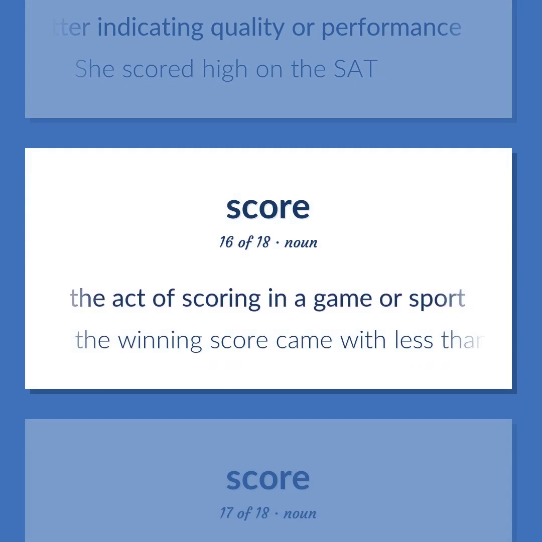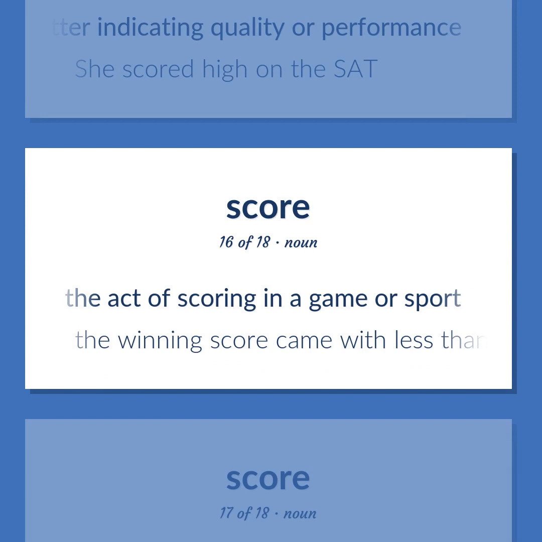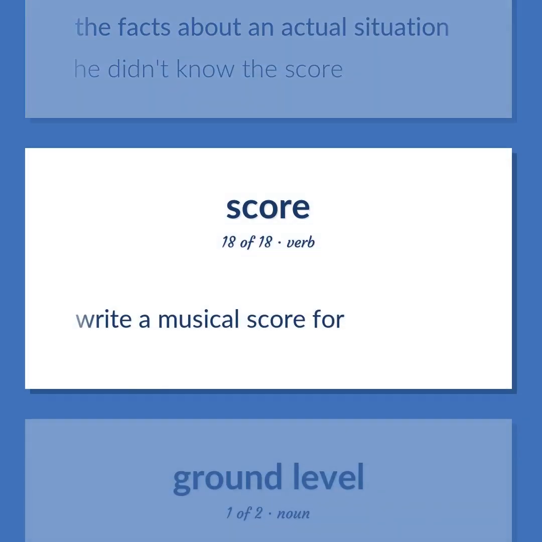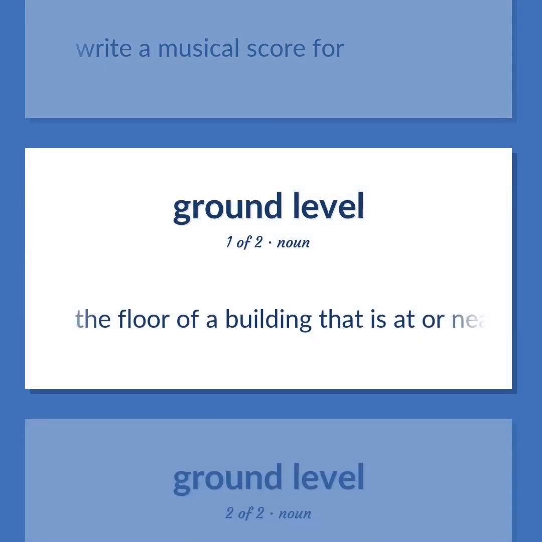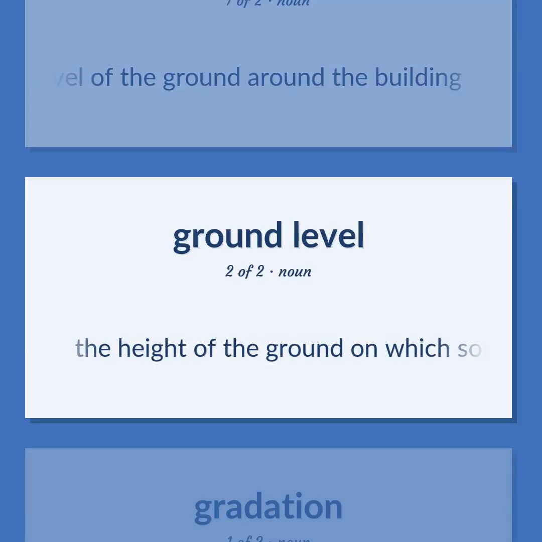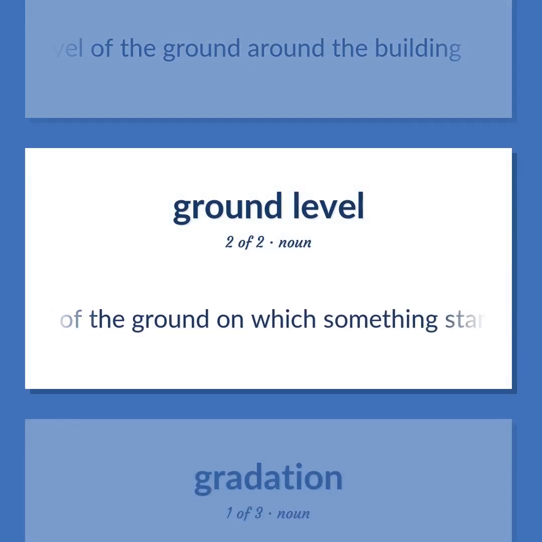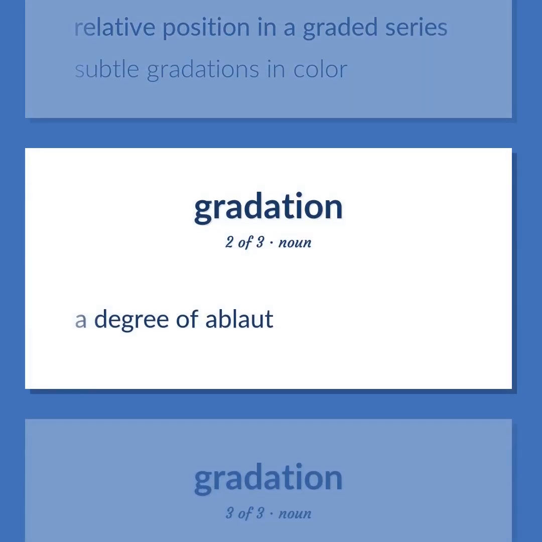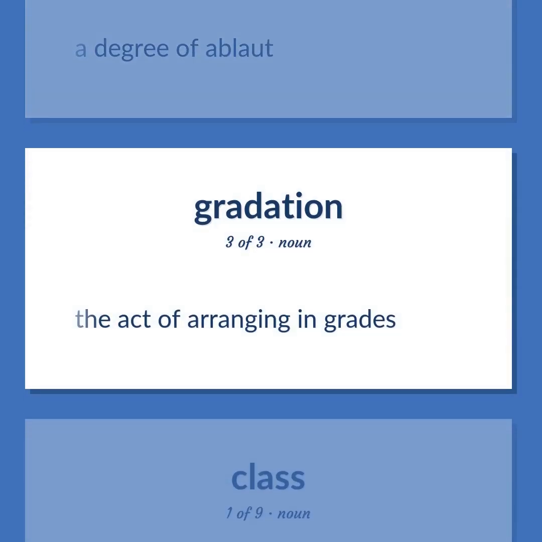The act of scoring in a game or sport. The winning score came with less than a minute left to play. The facts about an actual situation. He didn't know the score. Write a musical score for. The floor of a building that is at or nearest to the level of the ground around the building. The height of the ground on which something stands. Relative position in a graded series. Subtle gradations in color. A degree of ablaut. The act of arranging in grades.